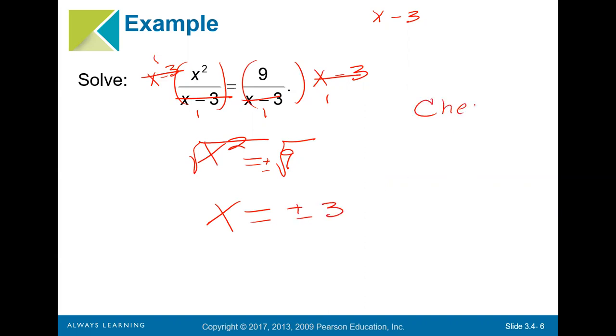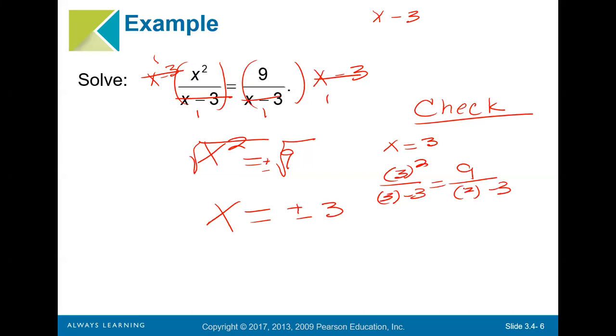Let's check our work. Let's make sure they are true solutions. I'm going to check where x is equal to a positive 3, and I'm going to plug it in everywhere I see x in my original. So 3 squared is 9. 3 minus 3 goes to 0. And then I got 9 over 3 minus 3, which goes to 0. This is undefined. Anytime the denominator has a 0, it's undefined. So this is not going to be a true solution. The positive value is not. So let's check the negative value.